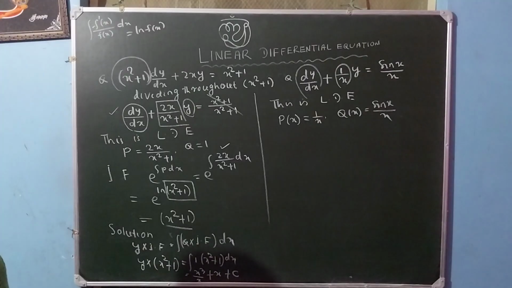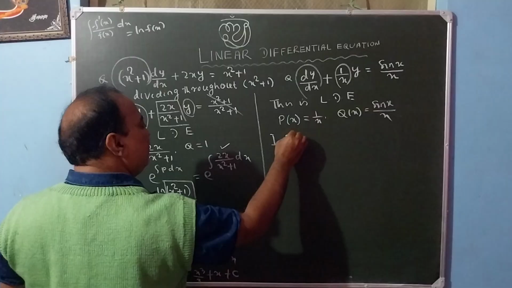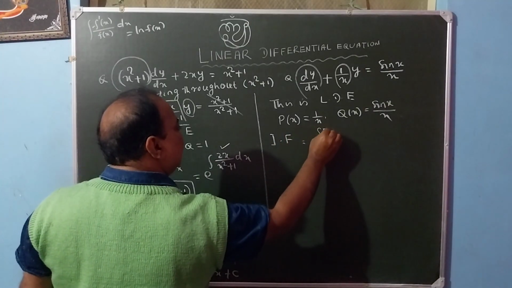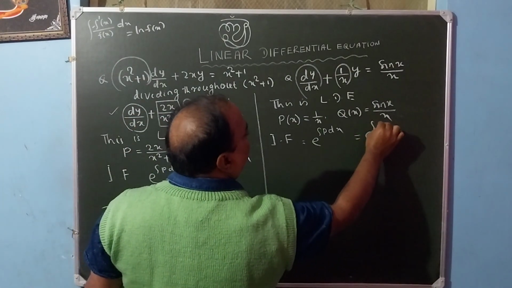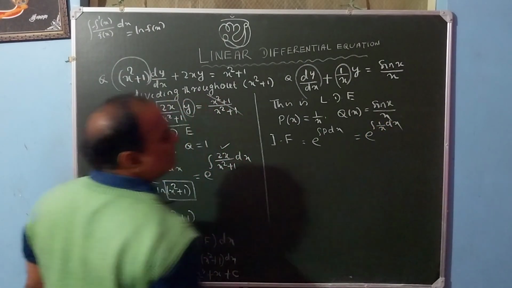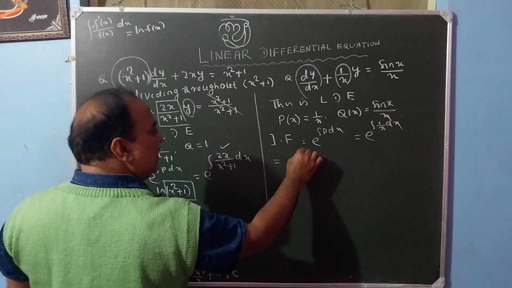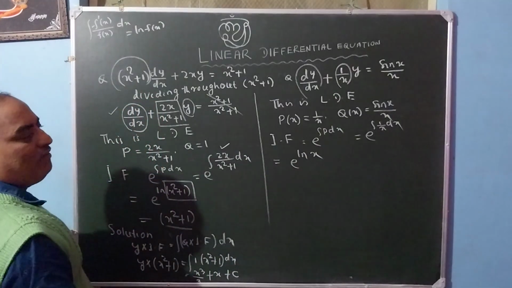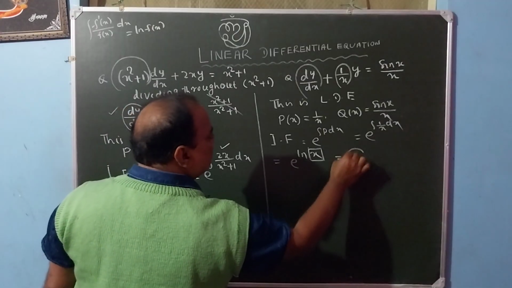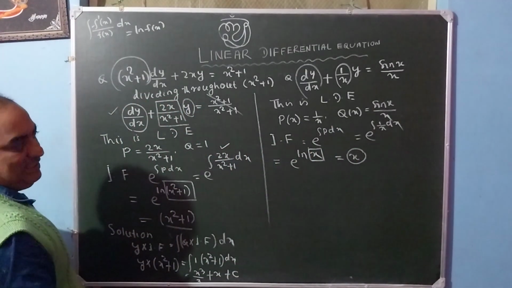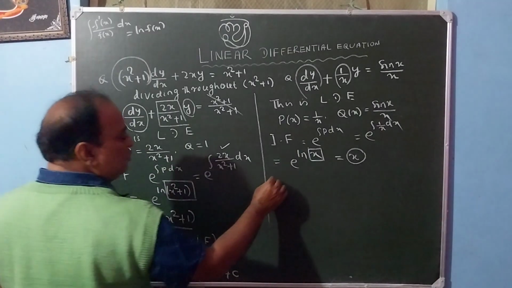First of all, we have to find the integrating factor. Integrating factor is e to the power integral of P dx, that is e to the power integral of 1 by x dx. Integration of dx by x is ln x, so e to the power ln x. E to the ln of anything is equal to that thing. So the integrating factor is coming out x. So this is the second step of the linear differential equation. Write down the solution.